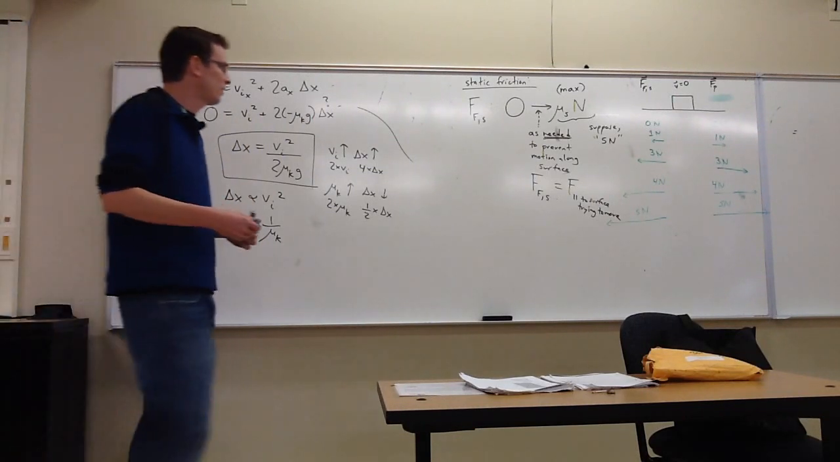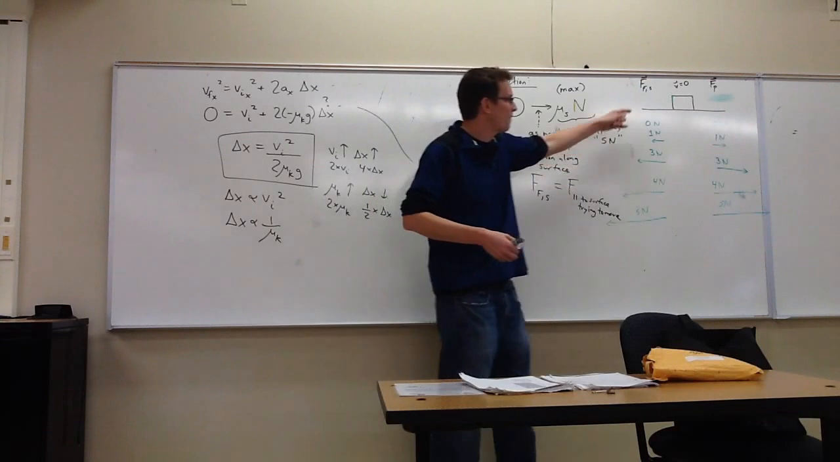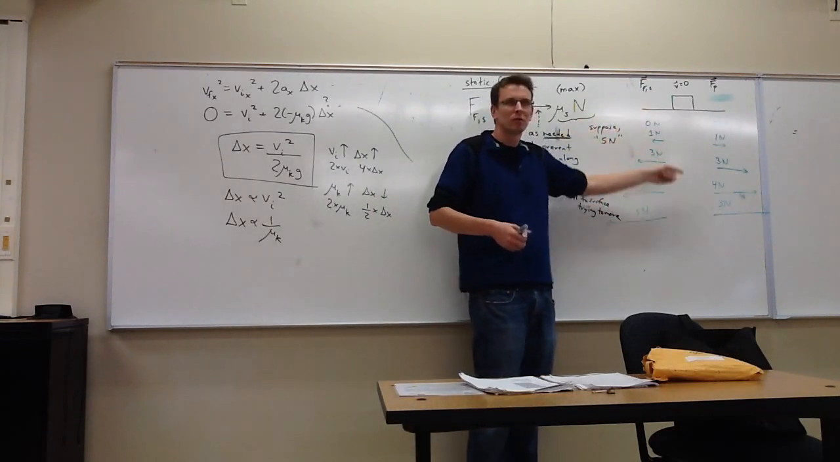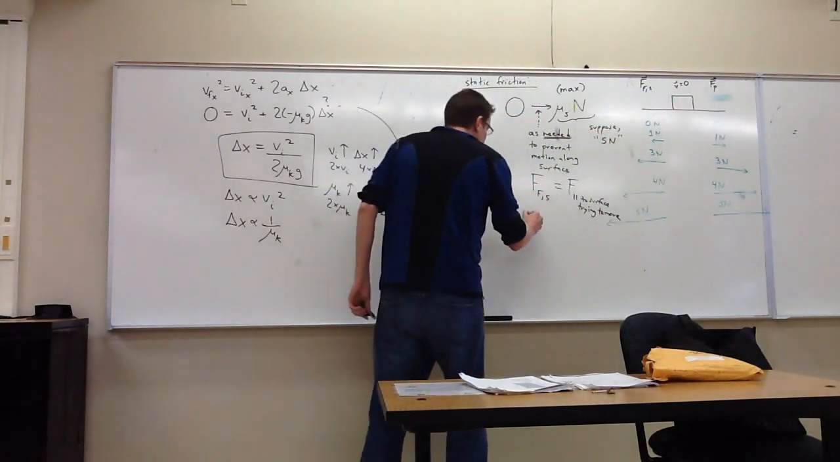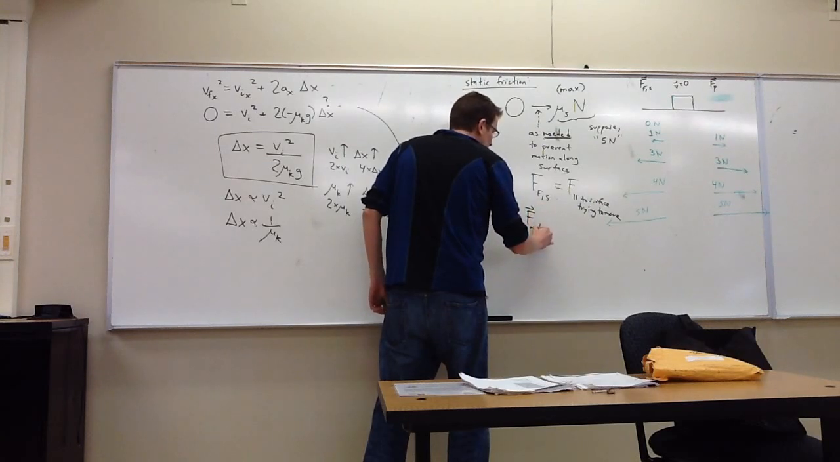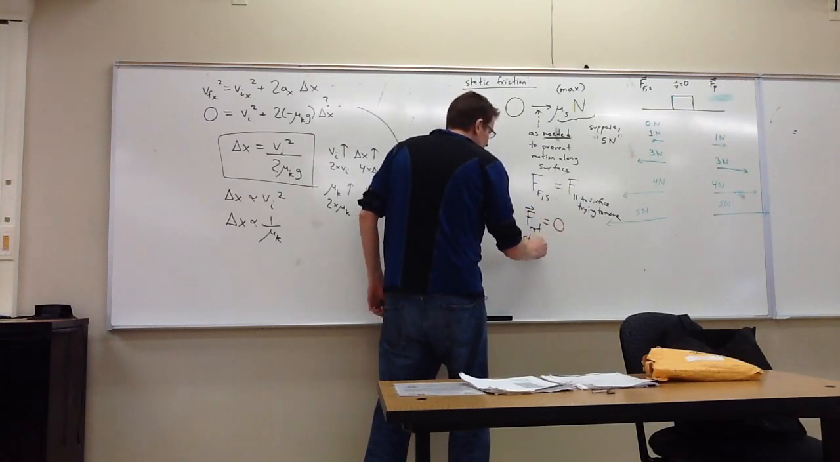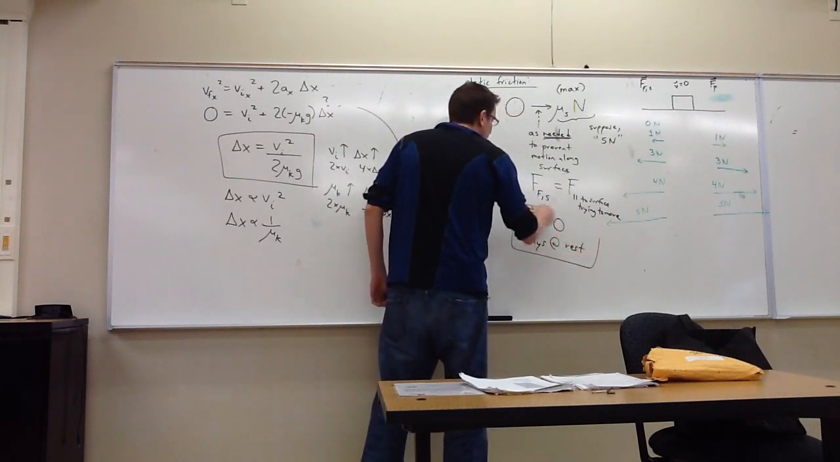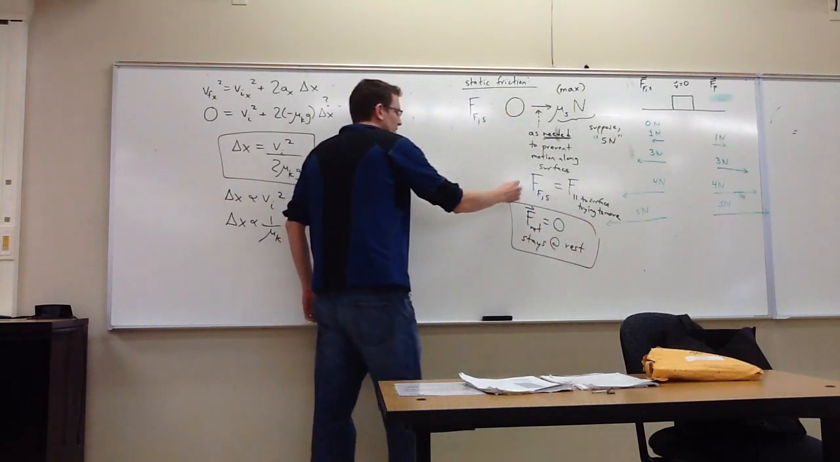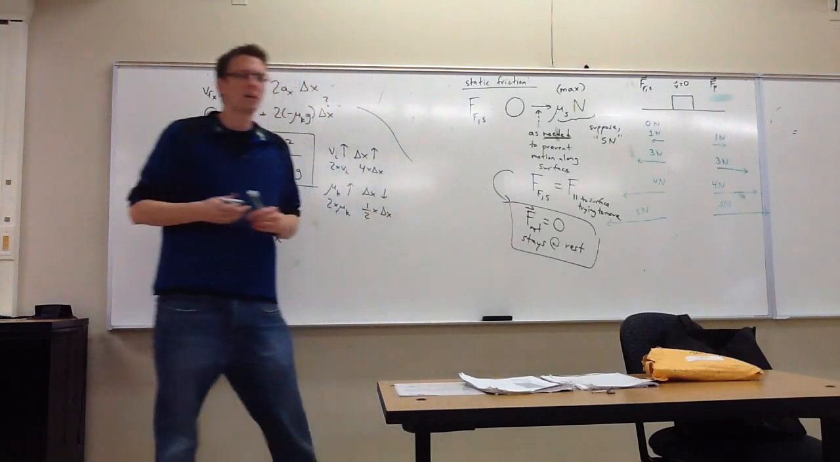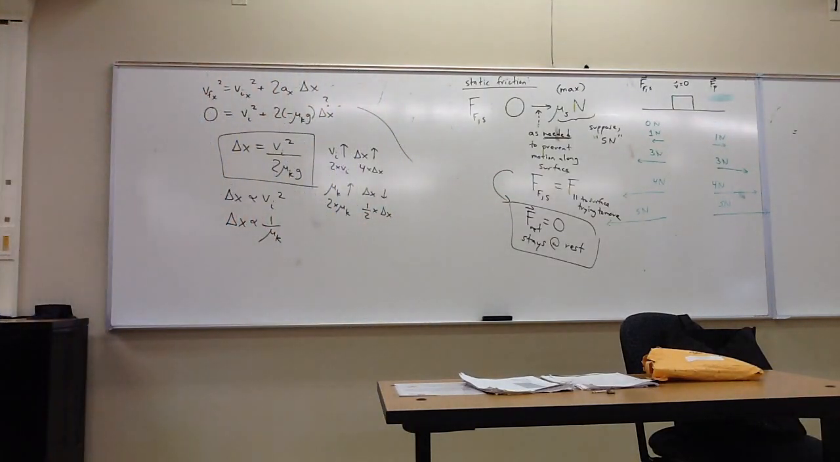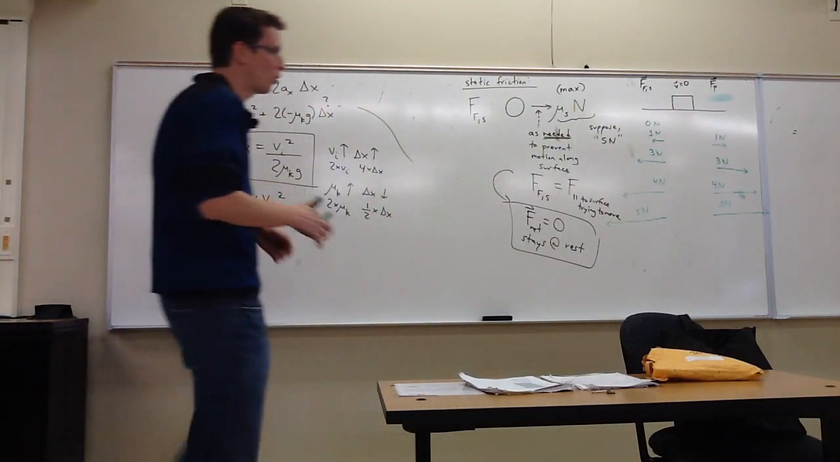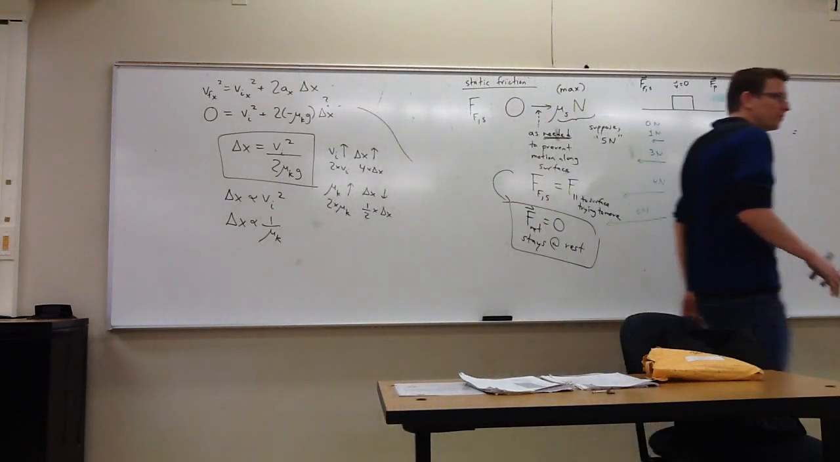So in all of these cases, what is the net force? 0. The net force is 0, and since the net force is 0, it stays at rest. That's because the static frictional force is successfully canceling off one or more forces that are trying to move it.